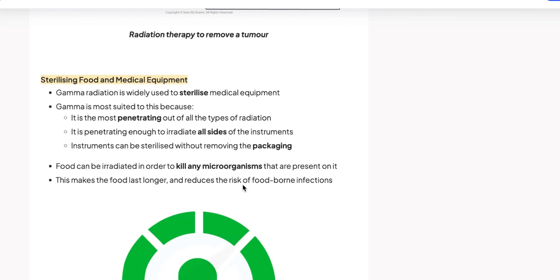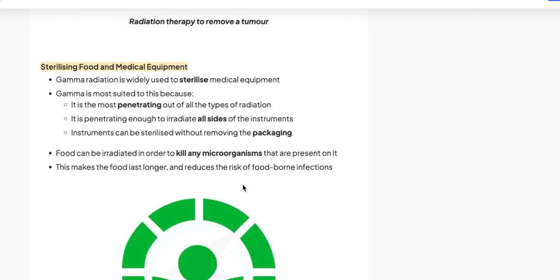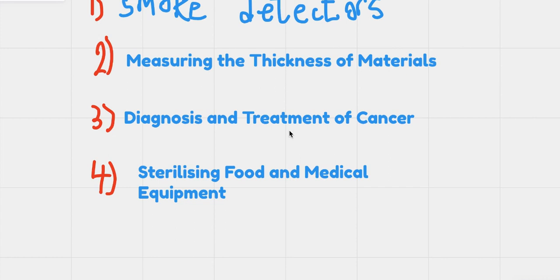Another use of radiation is for sterilizing food and medical equipment. Another use, we were mentioning them one after the other. Another use is for sterilizing food and medical equipment.